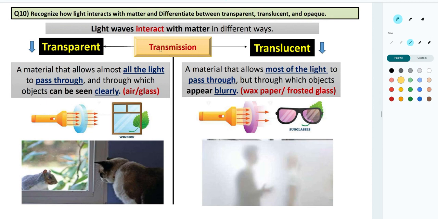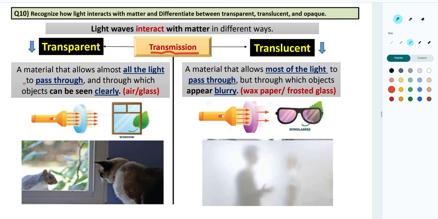So let's first look at our first interaction. Here is going to be transmission. And we know transmission is when a wave will pass through an object. So light waves can be transmitted through transparent objects.